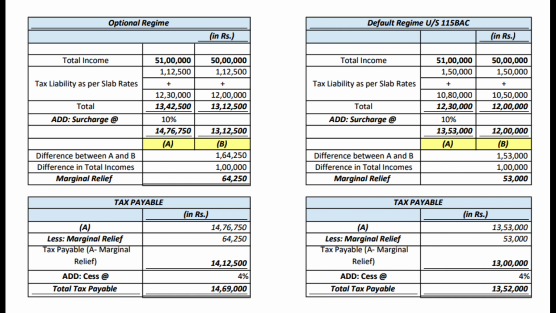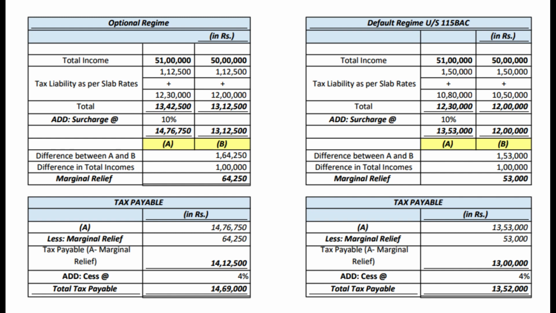Now, the assessee can claim the marginal relief. Marginal relief is nothing but the increase in tax liability minus the increase in total income. So 1,53,000 minus 1 lakh is 53,000. The marginal relief amount will be rupees 53,000.